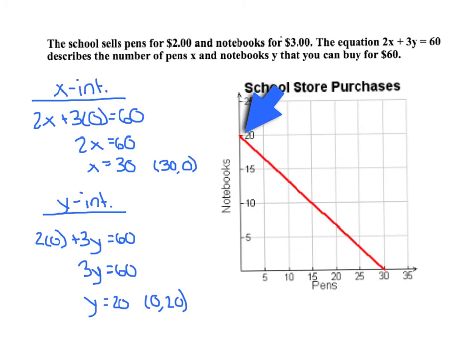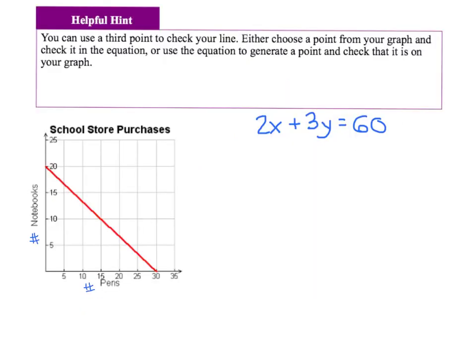And because I have only positive values, that means that you can't buy a negative amount of notebooks and a negative amount of pens. Now before I discuss this hint in checking your work, I just want to go over what these x and y intercepts could mean in a real life situation.